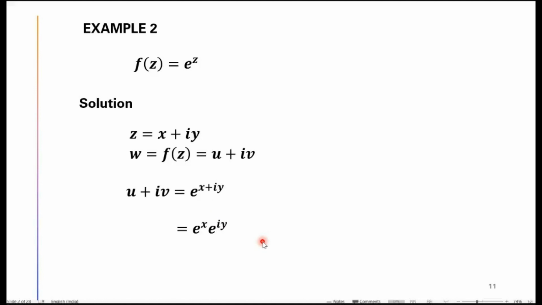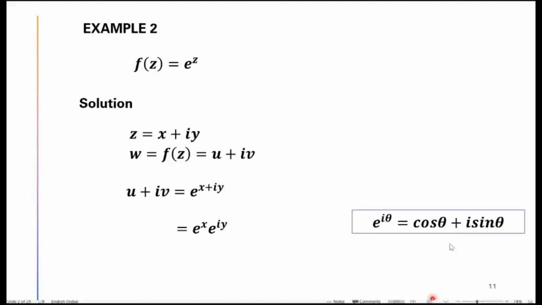And what is e raised to I theta, you remember? Or e raised to iy is cos y plus I sin y, correct? So e raised to I theta, we know it is equal to cos theta plus I sin theta. So I will replace e raised to iy by cos y plus I sin y. Okay? So e raised to x into e raised to iy is e raised to x into cos y plus I sin y. This is the method of separating real and imaginary part for e raised to function.